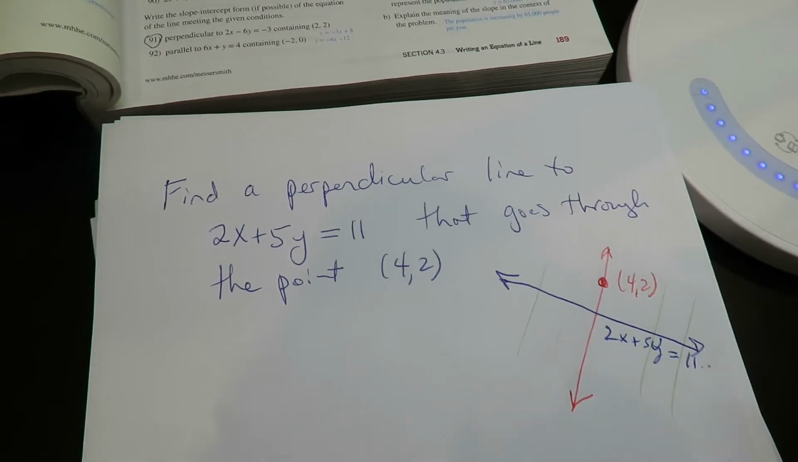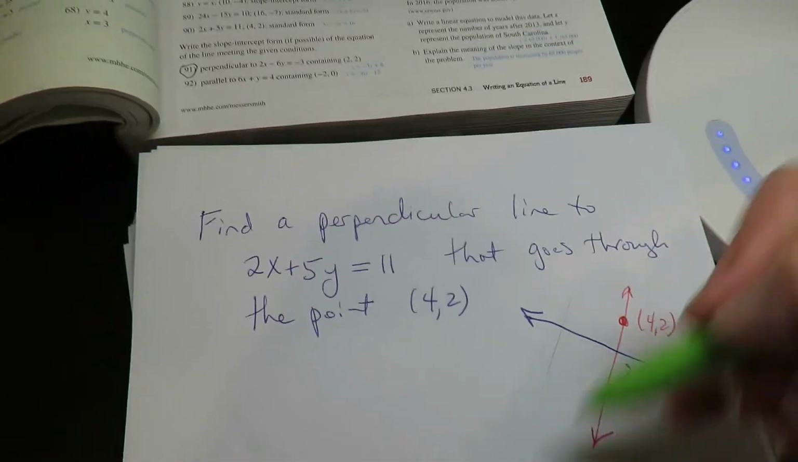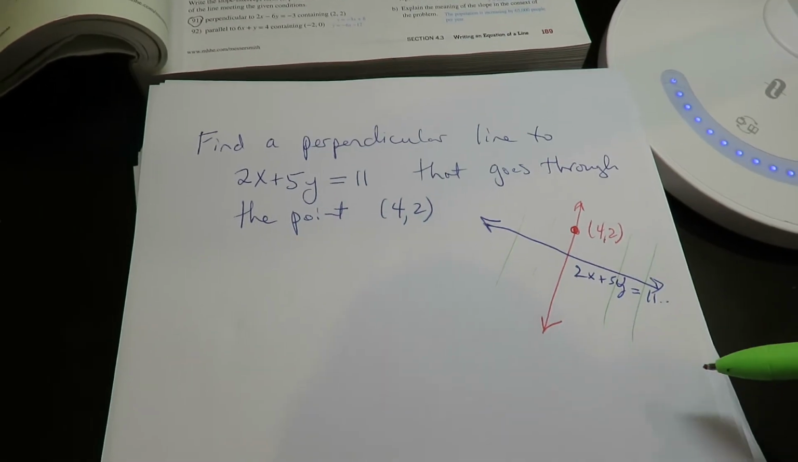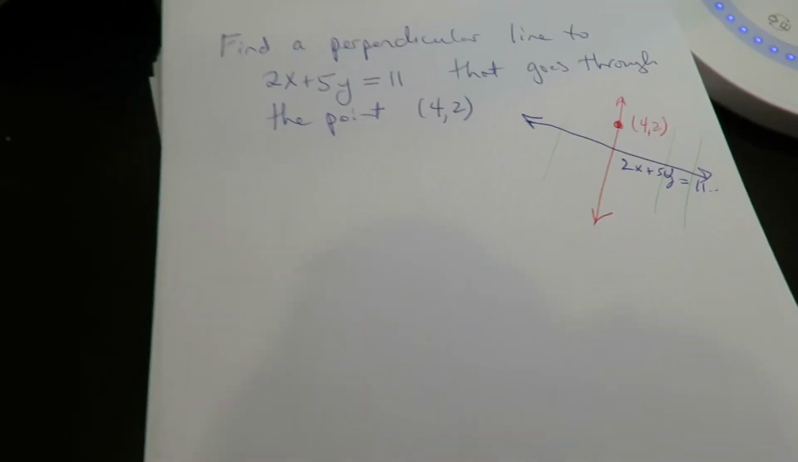It's got to do two things. It's got to go perpendicular and touch (4, 2). There's an infinite amount of perpendicular lines here. It has to do more than just perpendicular.